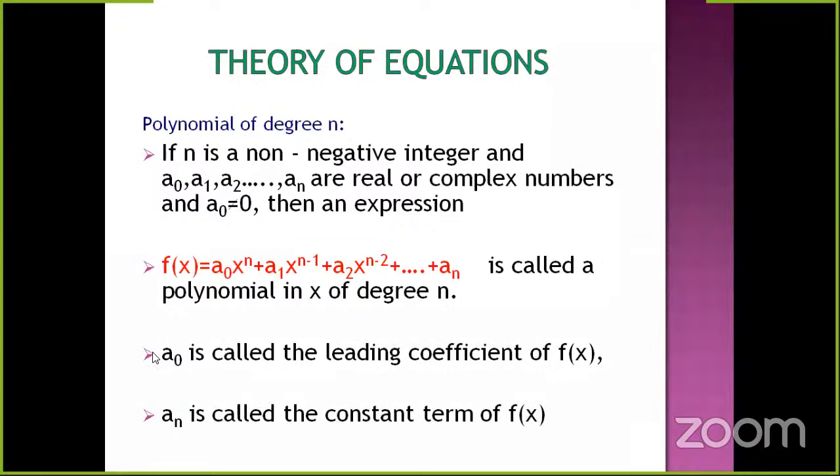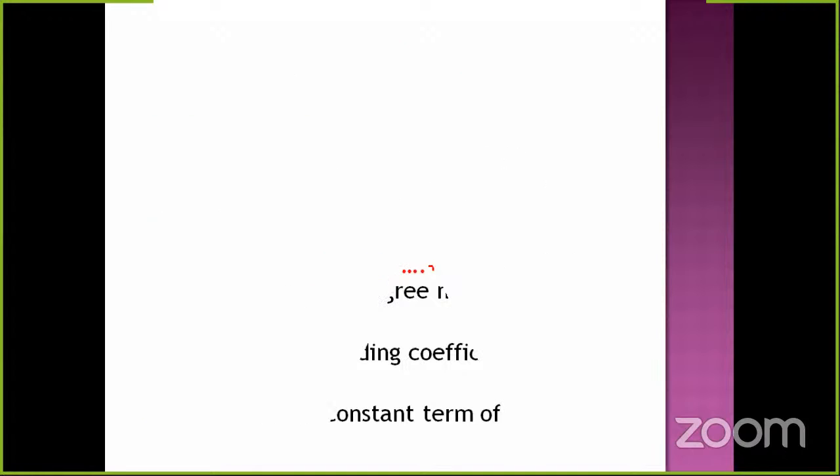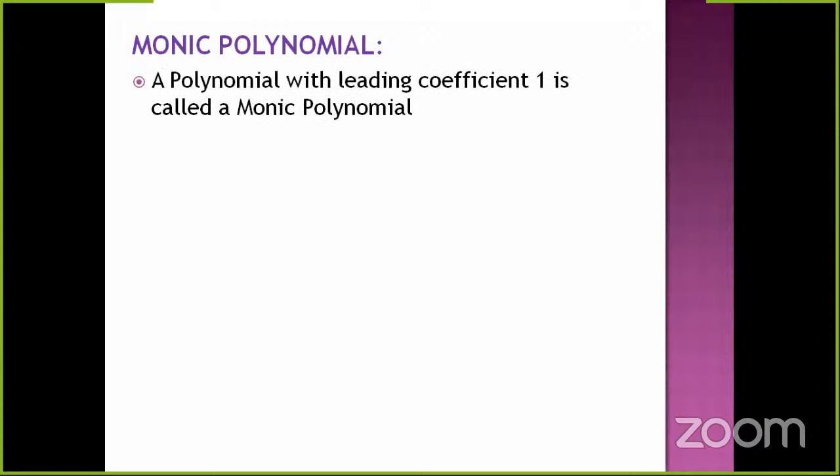So here, if the leading coefficient a0 is equal to 1, then what happens? The expression becomes f of x is equal to x power n plus a1 x power n minus 1 plus a2 x power n minus 2 and so on, an. This expression is called a monic polynomial. So a monic polynomial means a polynomial whose leading coefficient is equal to 1.